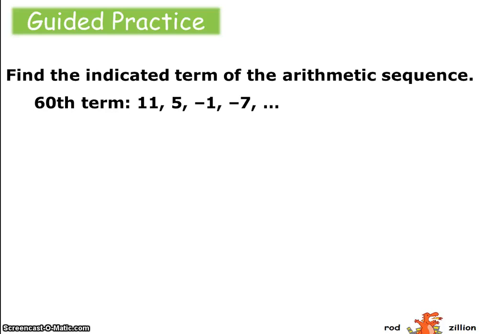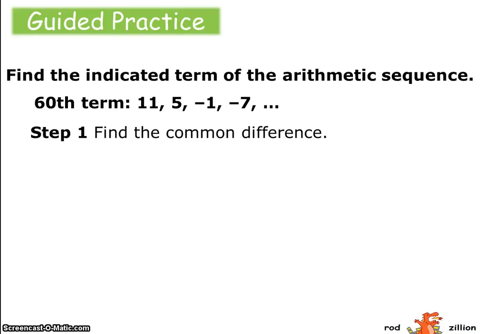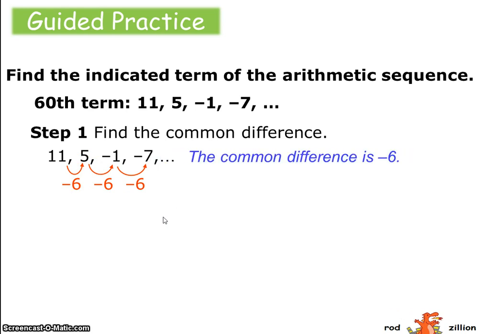Okay, welcome back. So hopefully you solved the common difference: to go from 11 to 5, 5 to negative 1, negative 1 to negative 7 is negative 6. Now it's okay that this is negative. Don't get freaked out, because we've been adding numbers. We're simply adding negative 6 each time. Subtracting 6 is the same thing as adding a negative 6. So it is still arithmetic.